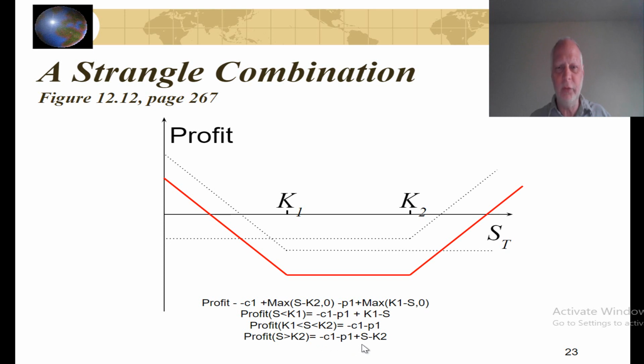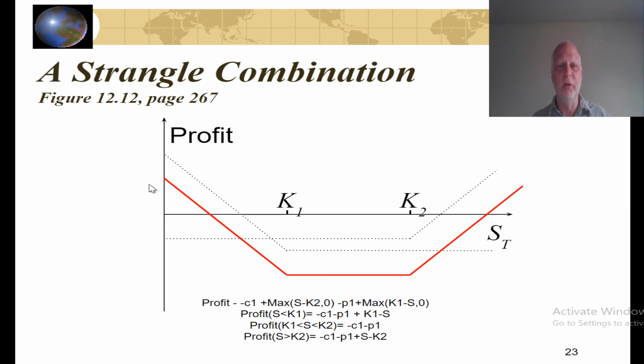Checking the transition points, if S equals K2, this term goes to 0 and these two terms are equal. If S equals K1, this term goes to 0 and these two terms are equal. We can also look at our maximum profits on both sides. If S goes to infinity, the profit here is infinite. If S goes to 0, then the profit at this point is going to be K1 minus C1 minus P1.